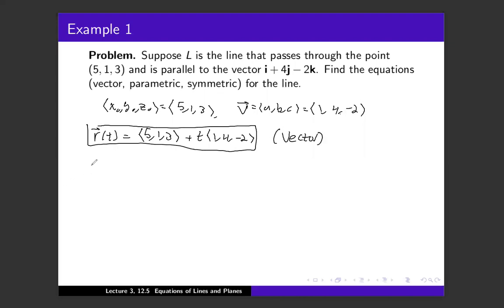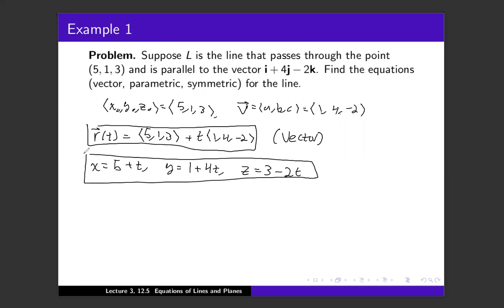For the parametric equations, we can write this as x is x naught plus t, y equal, oh, sorry, I'm not writing what the actual number is. x naught is 5 in this case, so it's 5 plus t, y is 1 plus 4t, z is 3 minus 2t. These are our parametric equations.